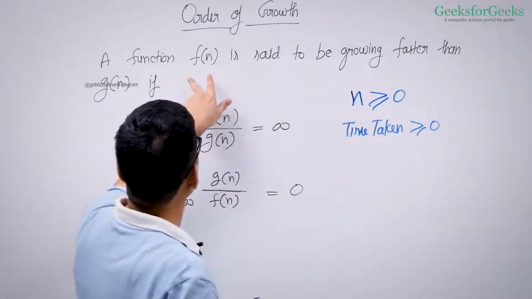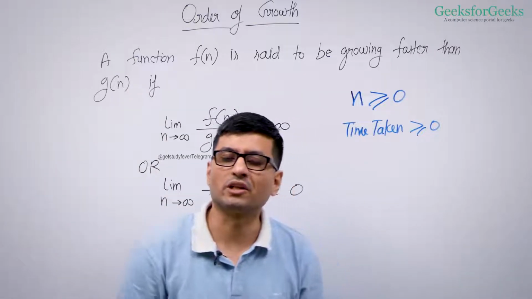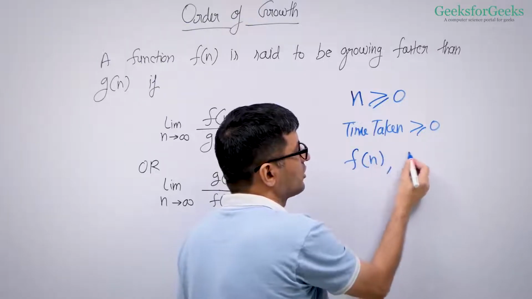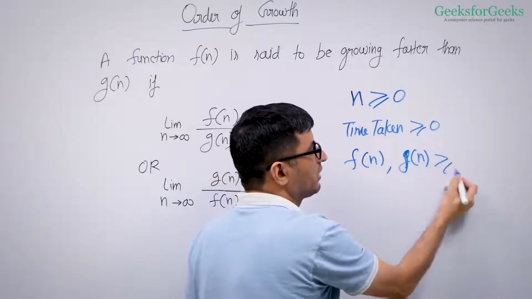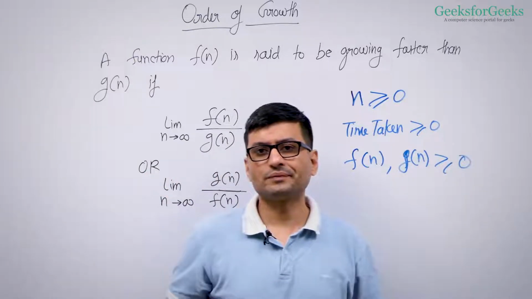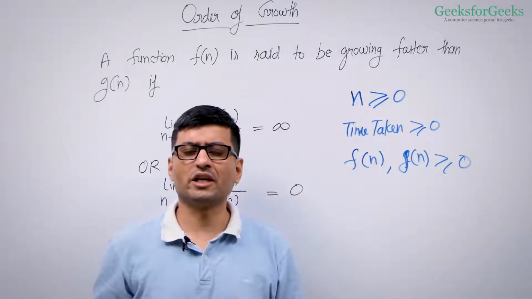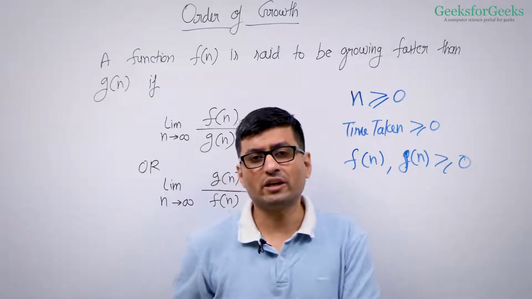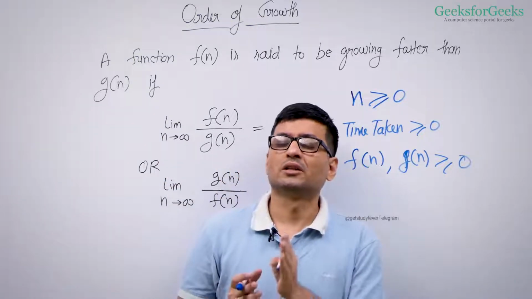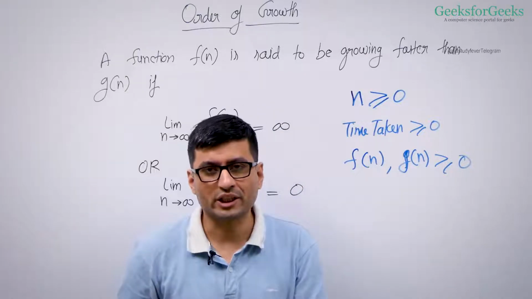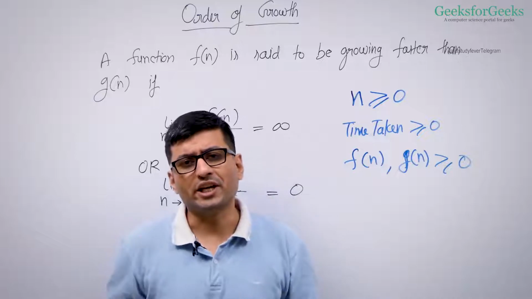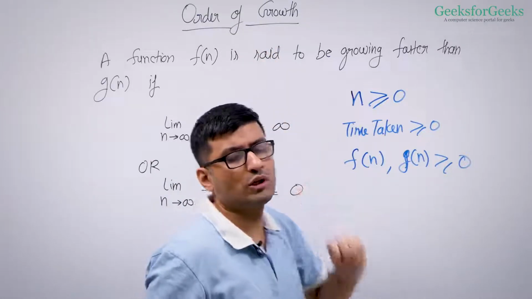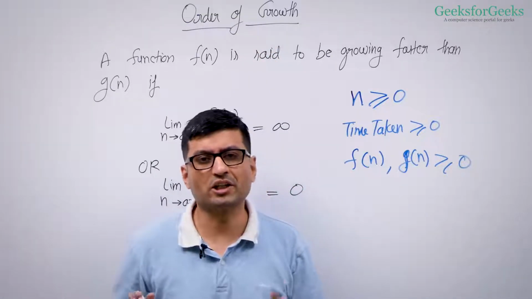So when we are talking about two functions f(n) and g(n), and we are comparing their order of growth, we assume that f(n) and g(n) are both greater than or equal to 0. These are some assumptions that we make. We took some example functions like C1 and C2n plus C3, and we saw that after a certain value of n, the C1 was always going to take less time. So the basic idea of analysis of algorithms is to measure the order of growth of time taken by algorithms.